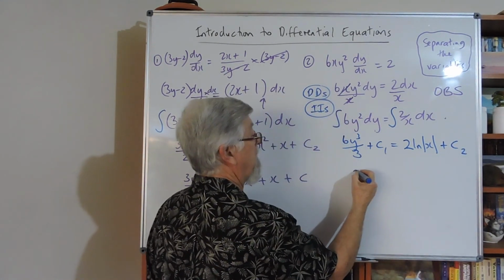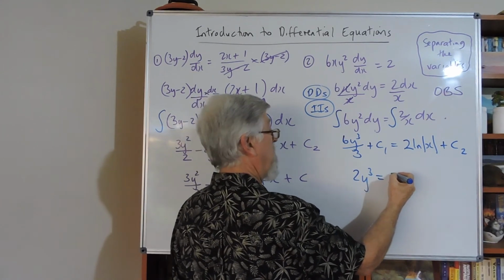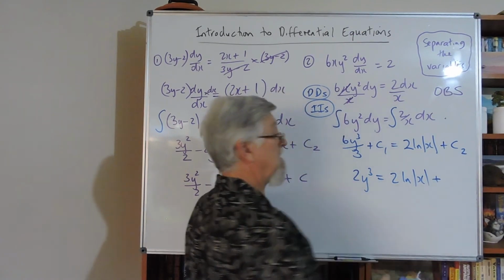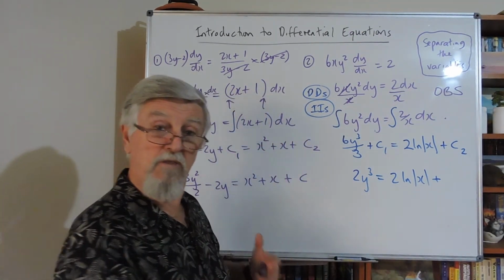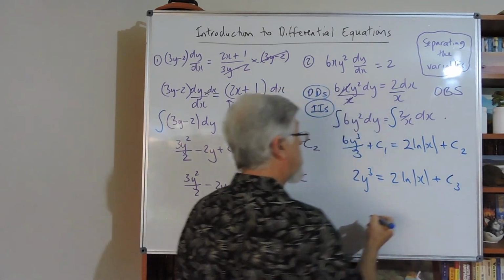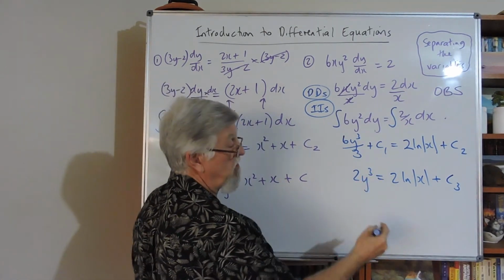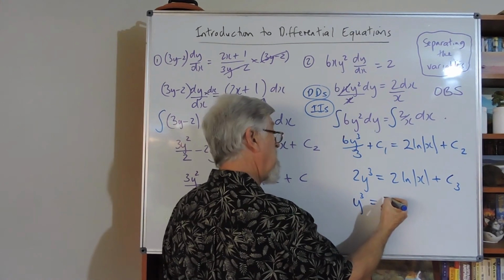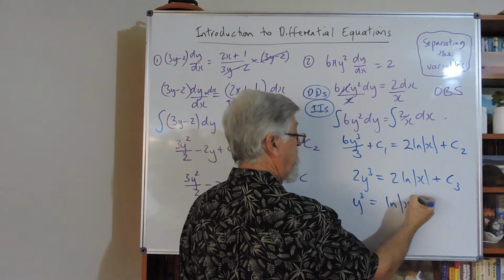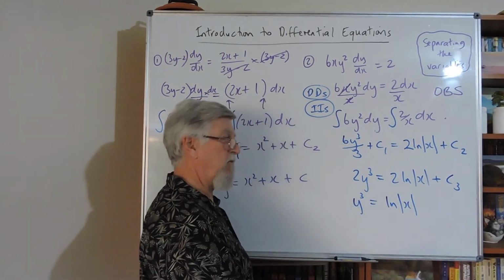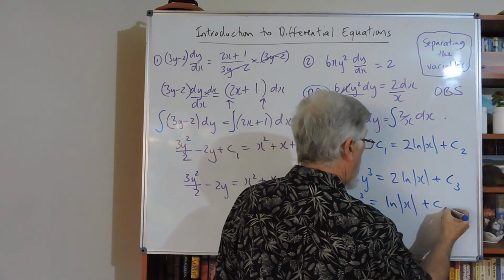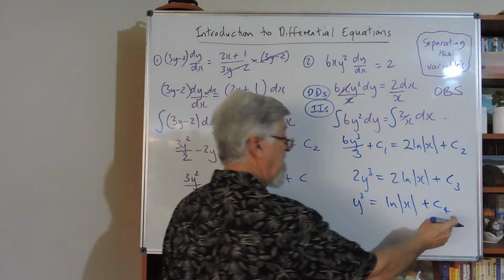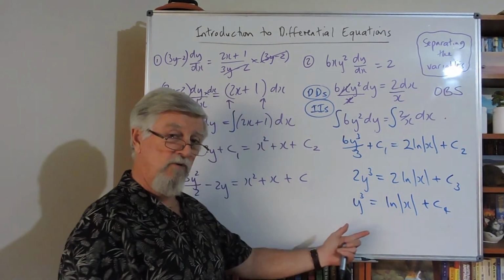Could rewrite it all and go, now that's 2y cubed equals 2 ln of x. And instead of going c1 and c2, I could go c3 if I wanted to, just some constant. And I could tidy it up a little bit and I could go y cubed and divide both sides by 2. And then I'd have ln of the absolute value of x. And then if I wanted to be fussy, I could call it constant 4. But the whole way through, if I wanted to, I could have just had a constant there and having it there at the end. So this is a general solution.